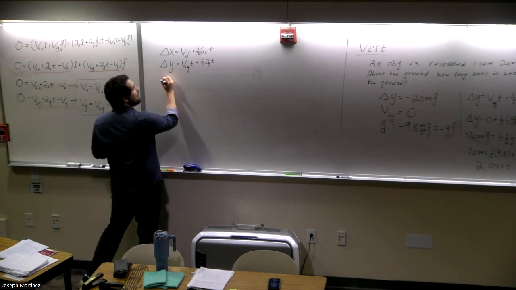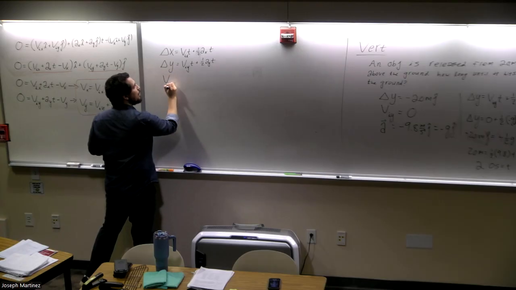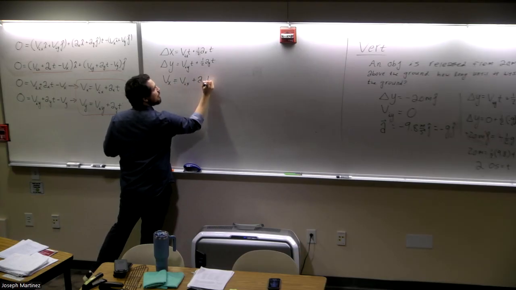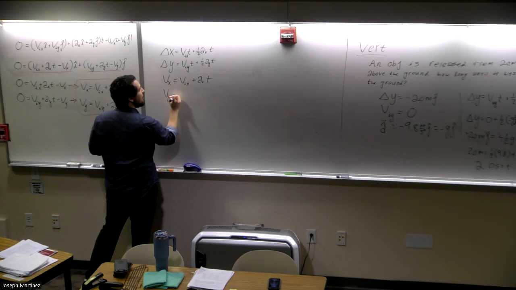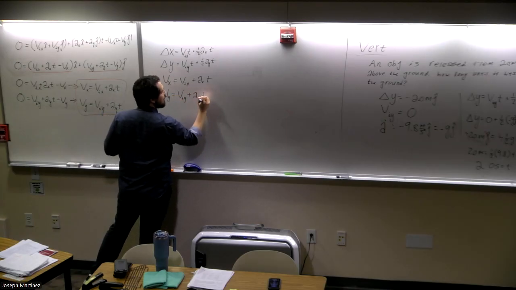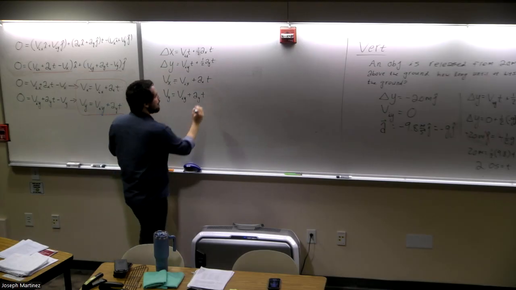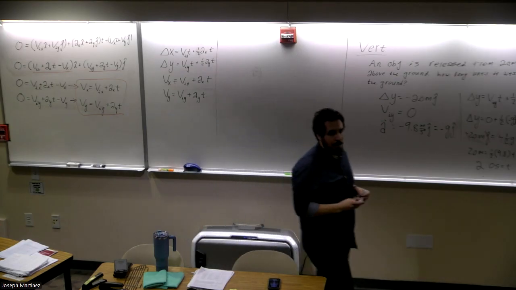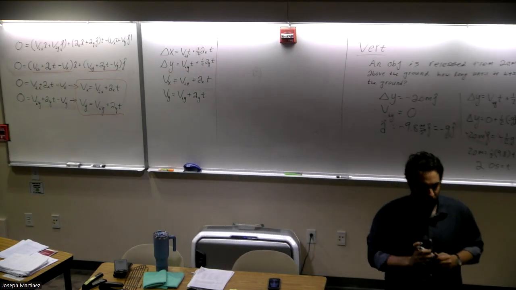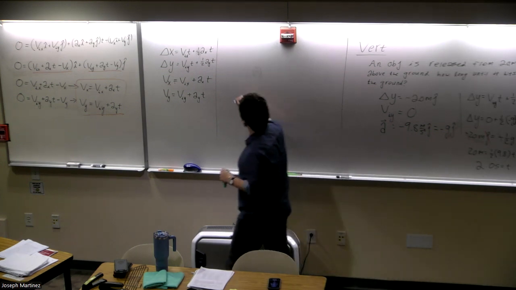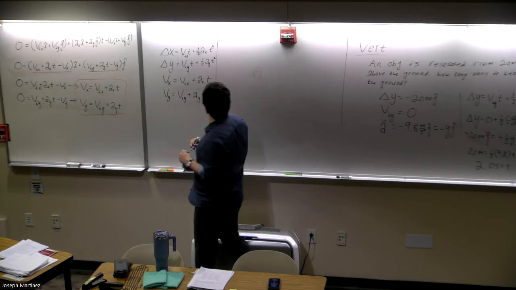We also have our velocity equations. Vx is equal to v initial x plus acceleration in the x direction times time. Vy is equal to v initial y plus acceleration in the y direction times time. And all of those other kinematic equations still apply as well. Yes, time should be squared on those. Thank you.